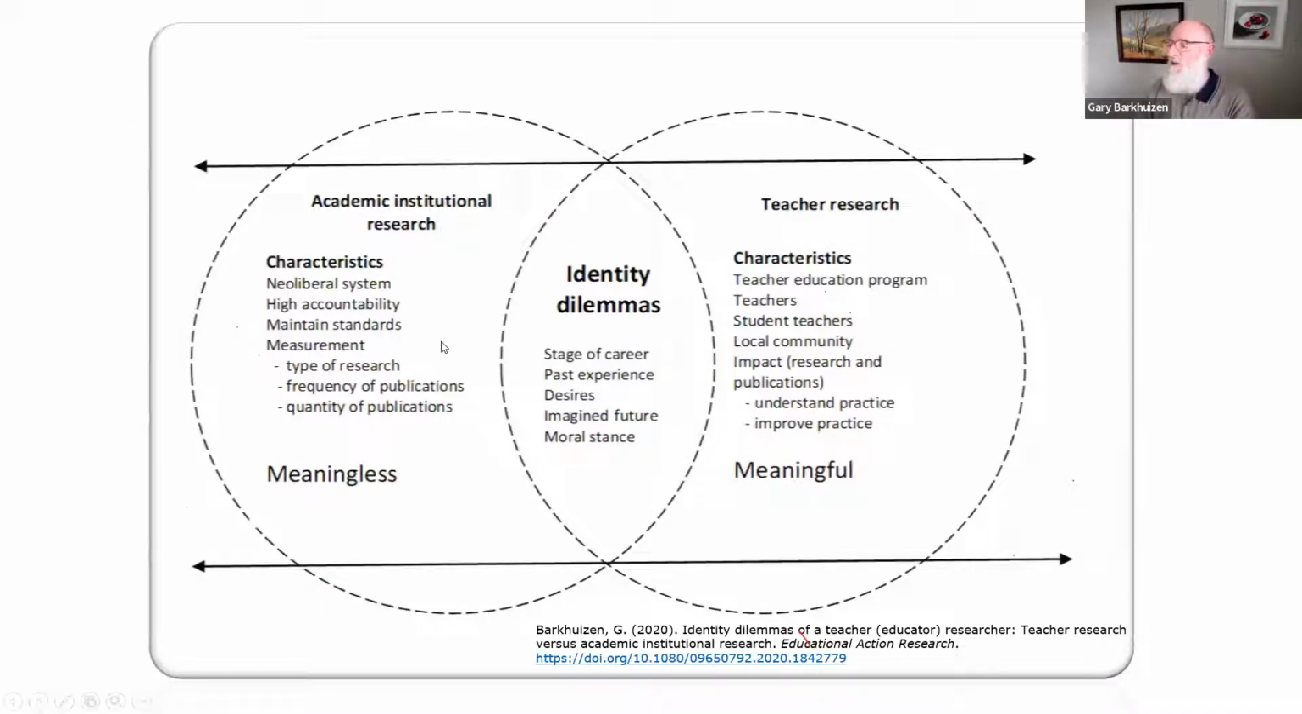So if you have a look at this diagram, you've got this academic, what I've called here in this article, at the bottom, you can see the reference, academic institutional research. This is the type of research that she's referring to. And I'll go into more detail. This is the characteristics. I'll talk about it. And on this side, you've got teacher research over here. And in the middle, there's this identity dilemma that Anna is stuck in the middle. Let me just go through these 3 sections to end off.